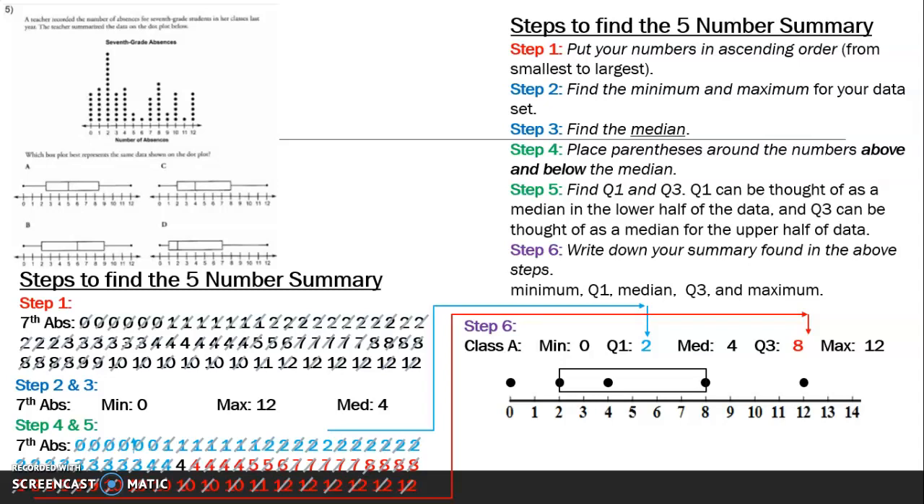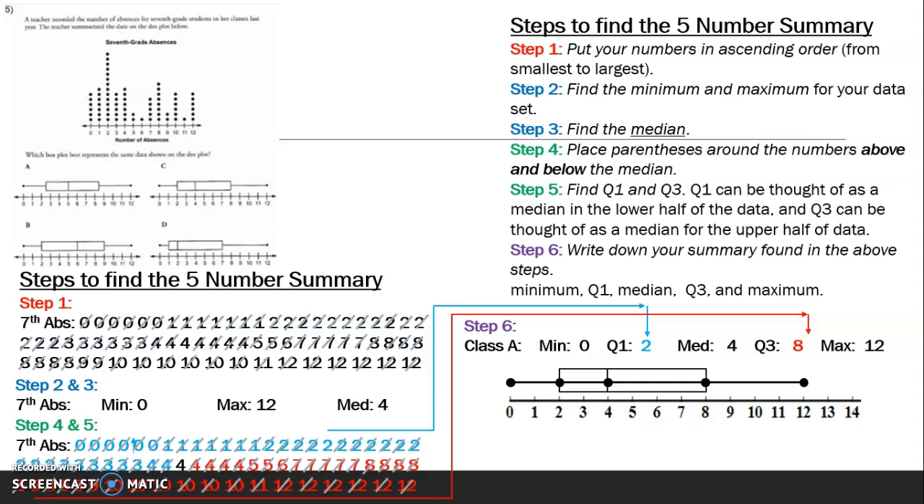Now, my quartile 1 and my quartile 3, I draw a box around them. I'm going to draw a line down the middle for my median. So that's quartile 1, median, quartile 3. And then I connect those with a line. And I've just created a box plot. So now your next step is just simply to pick the answer choice.